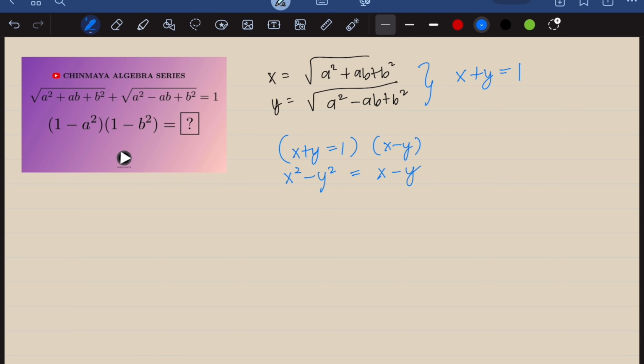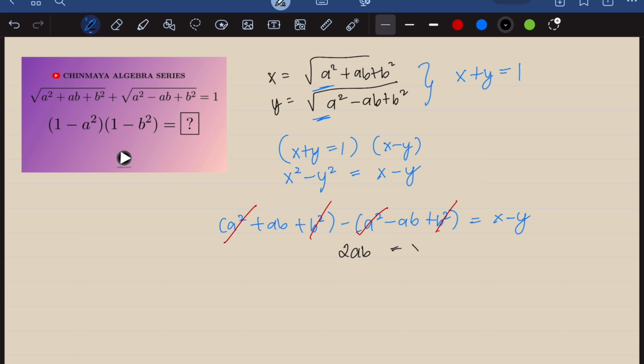Now x squared minus y squared is equal to this thing, but we remove the square roots because we're squaring it. So that's basically a squared plus ab plus b squared minus a squared minus ab plus b squared equals x minus y. We simplify the left side by cancelling out common terms. We have a squared cancelling out, the b squared cancelling out as well, to leave us with just 2ab on the left side. Therefore, x minus y is actually equal to 2ab.